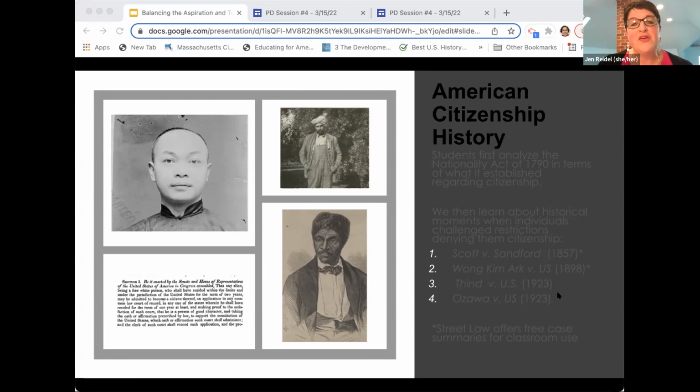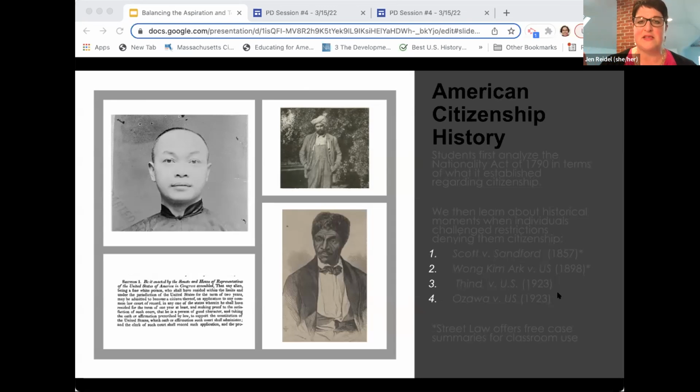And then another case study we look at is Wong Kim Ark versus the United States. And if you haven't had a chance to learn about Wong Kim Ark and his history, we really owe a debt of gratitude to him, because of his case, we have birthright citizenship in our nation. Whoever is born on US soil gets American citizenship. And it is because that is defined in his case.